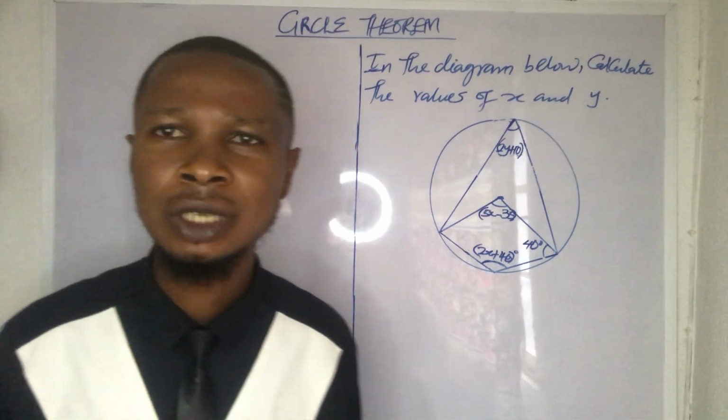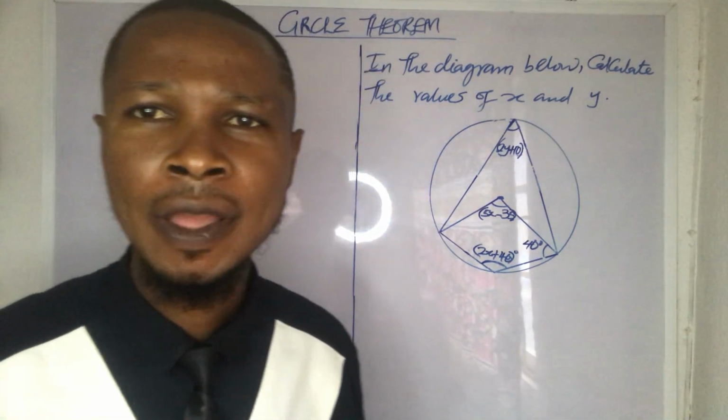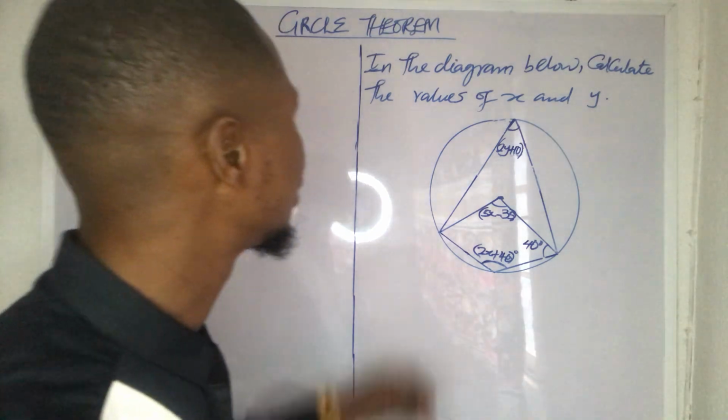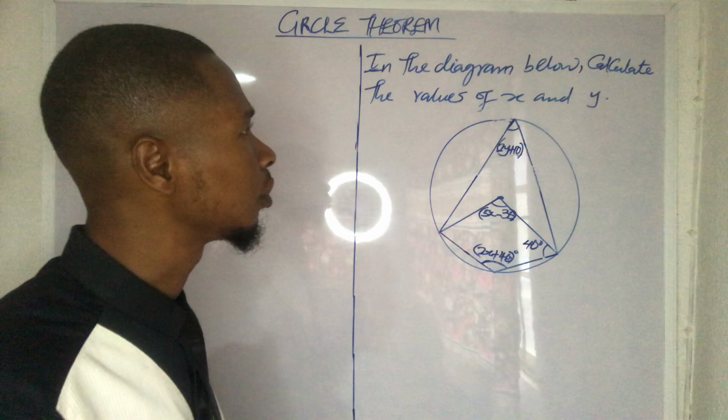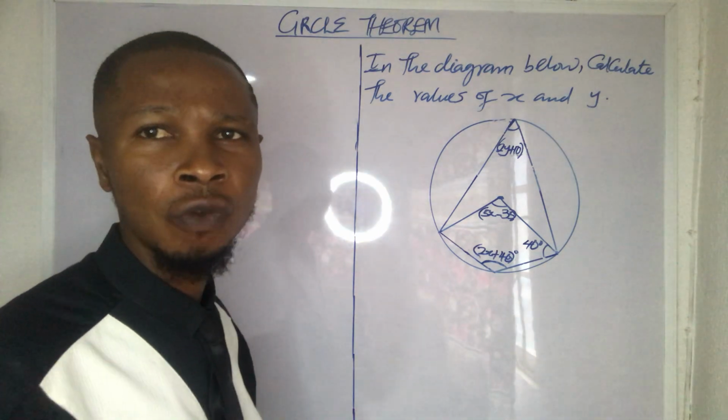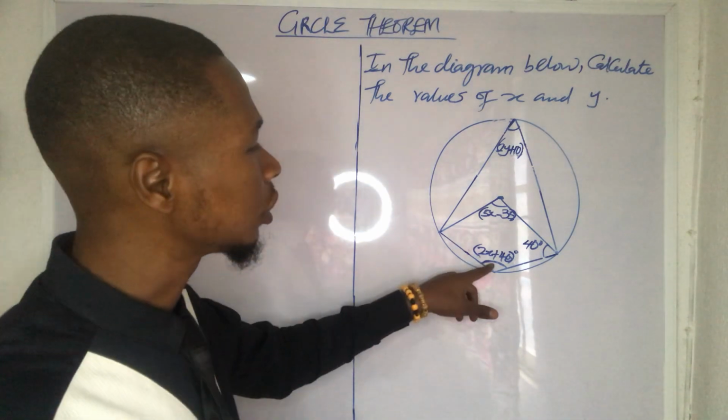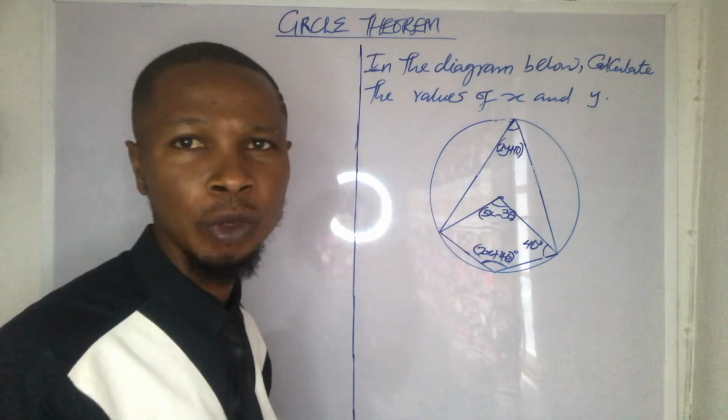Hello, welcome to another edition of Maths with Chris, and today we are trying to solve this circle theorem question. In the diagram below, calculate the values of x and y. You recall from circle theorem that opposite angles of a cyclic quadrilateral are supplementary.